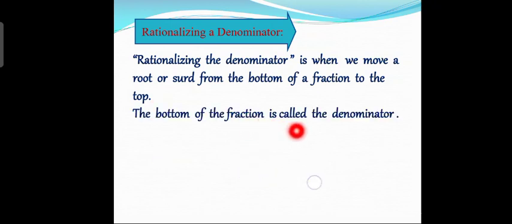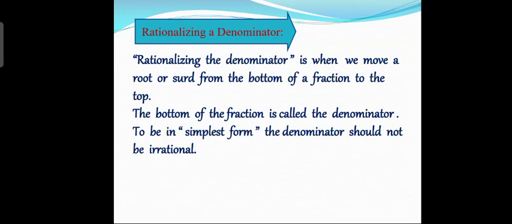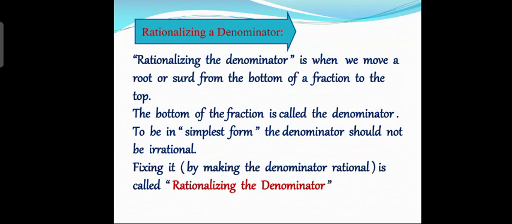The bottom of the fraction is called the denominator. We are very much familiar with this, that in a fraction the lower part is called the denominator. To be in simplest form, the denominator should not be irrational. This is very important. Whenever the surd is in its simplest form, its denominator should not be irrational. Fixing it by making the denominator rational is called rationalizing the denominator. So rationalizing the denominator means to move the root or surd from the bottom of the fraction to the top.